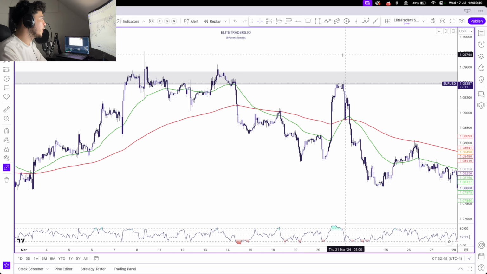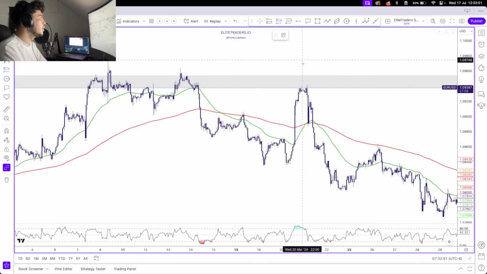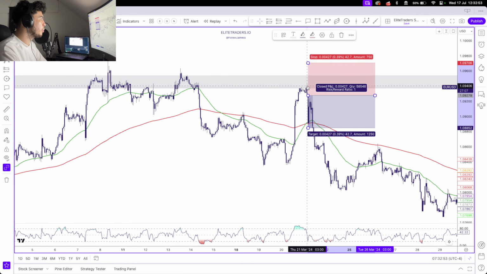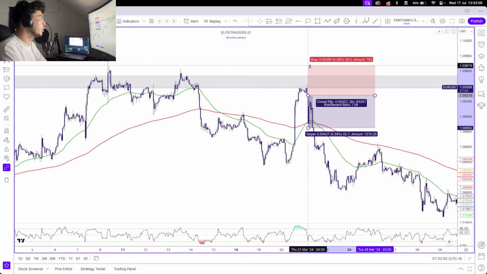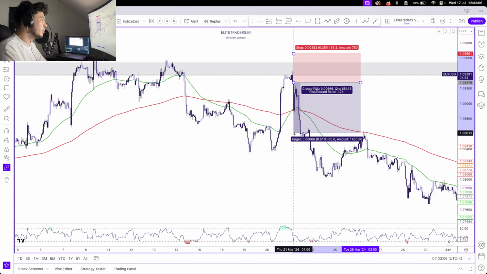We broke down and we came and retested here. So this could be a potential short. We've had a bearish engulfer here. It depends how aggressive you want to be, but we could put a stop just above this high. Or if you want to be a bit more conservative, we can go above the wicks on the previous high. So we could go about here. But that's a personal decision. That's up to you.